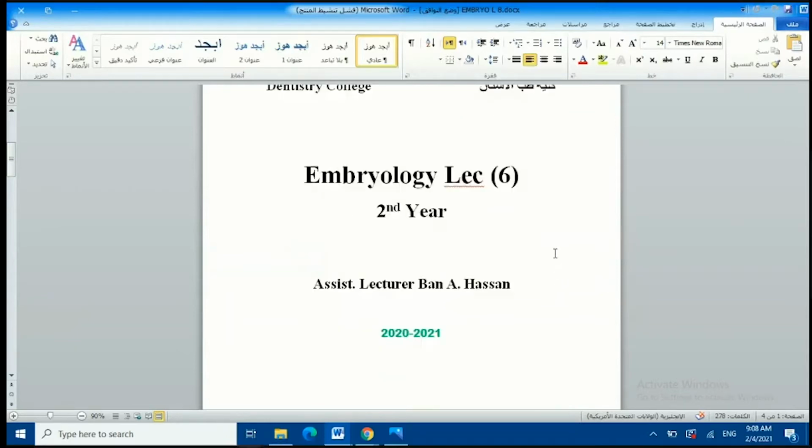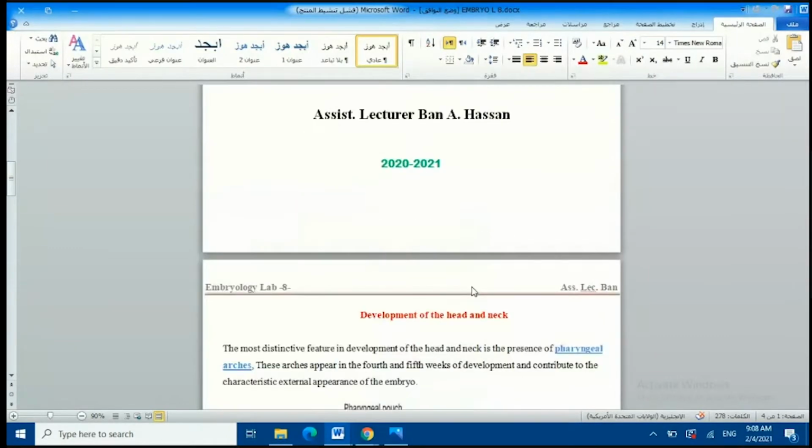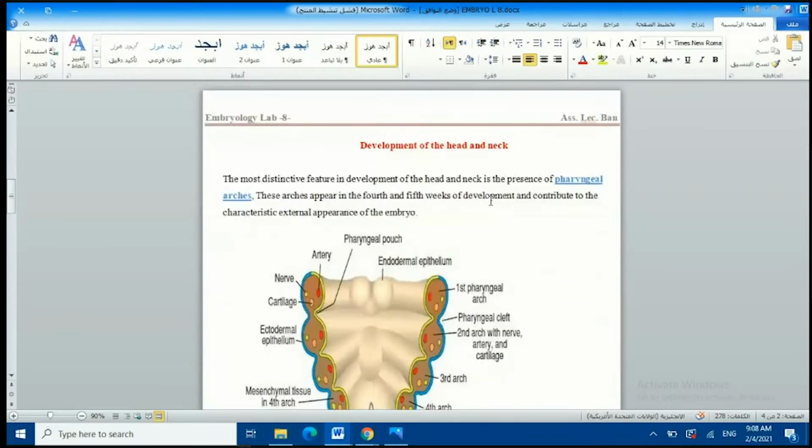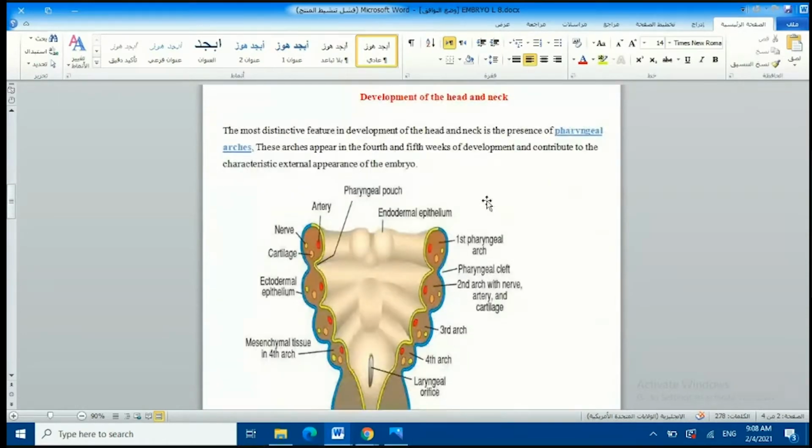So today we will have a new lecture that will talk about the development of the head and neck. And this is the sixth lecture. The development of the head and neck starts in the fourth and fifth weeks of embryonic development. The most characteristic feature in the development of the head and neck is the presence of a structure that we call the pharyngeal arch. I don't mean pharynx here, but the structure itself is called pharyngeal arch.